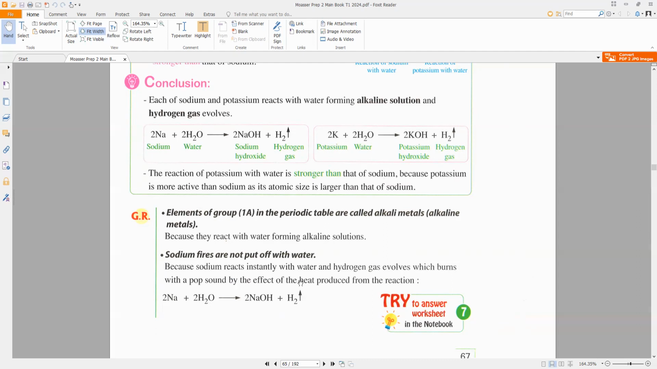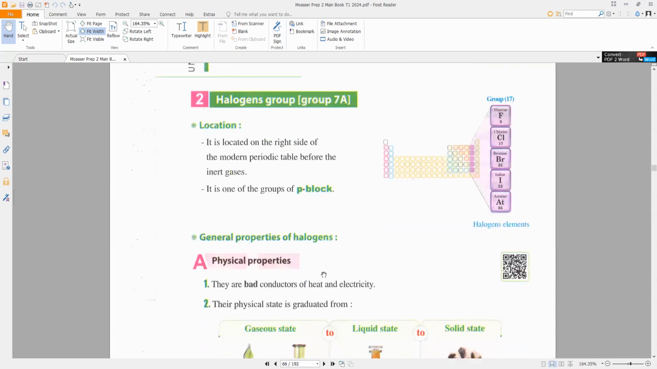Monoatomic means its molecule consists of one atom only. This is about group 1A, the alkali metals. But group 7A, or 17, called the halogens, is located on the right side of the table before the inert gases, in the p block. It starts from fluorine, chlorine, bromine, iodine, and astatine. All of them are found in nature except astatine, which is prepared artificially.